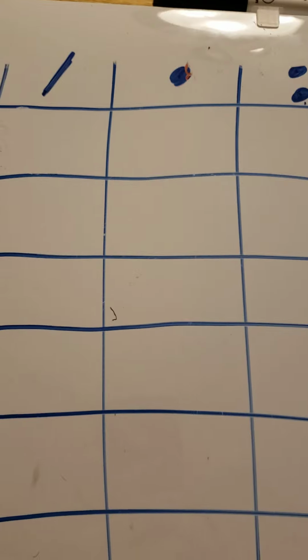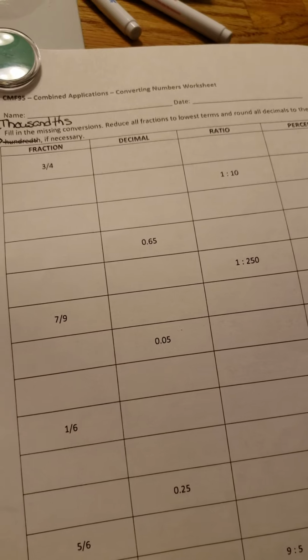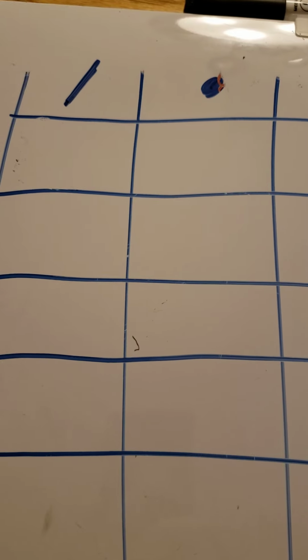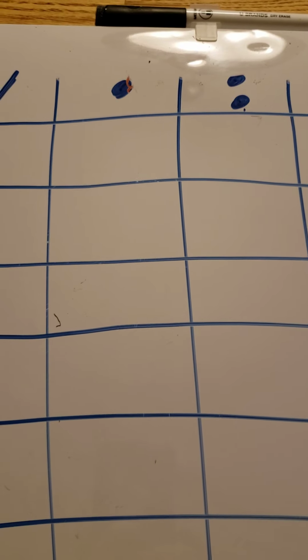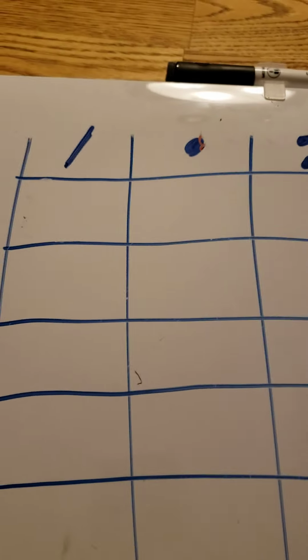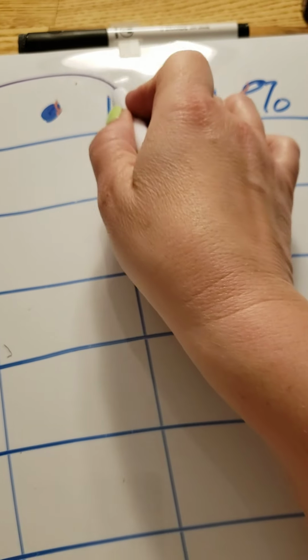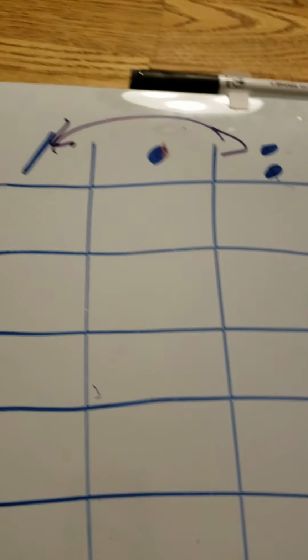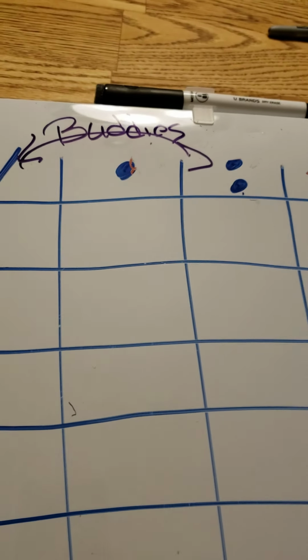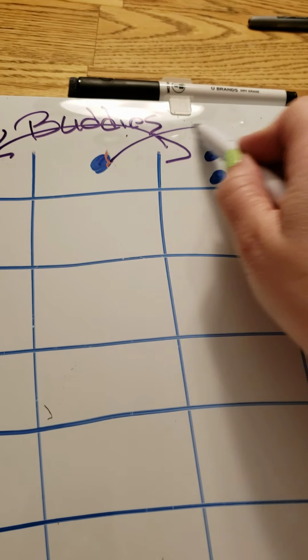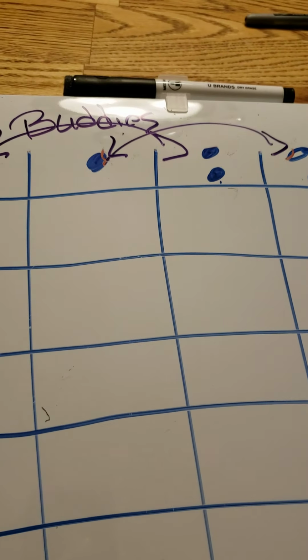Okay, I have created my own little grid on my board over here. Now with these types of conversions, the easiest thing to do is to remember that each of these categories has a buddy system. If you remember our directions for a ratio, they were basically a fraction kicked sideways. So my fractions and my ratios are buddies, and my decimals and my percents are buddies.